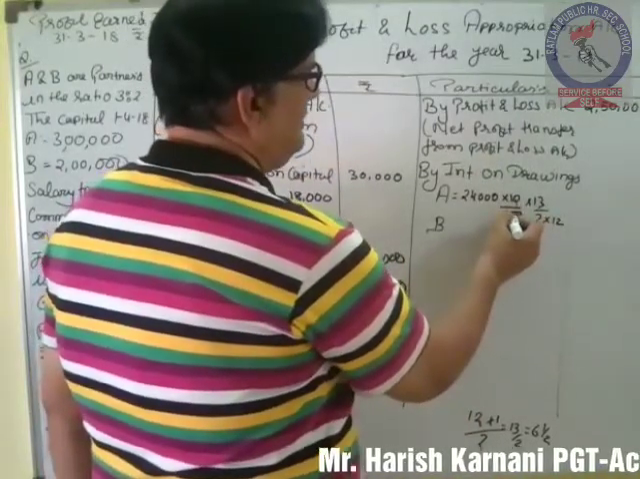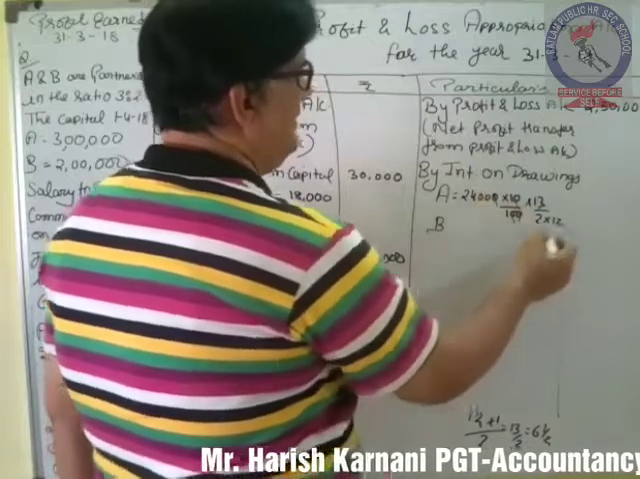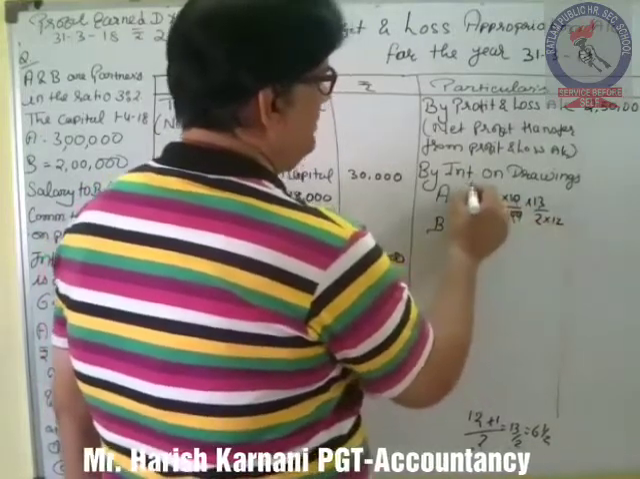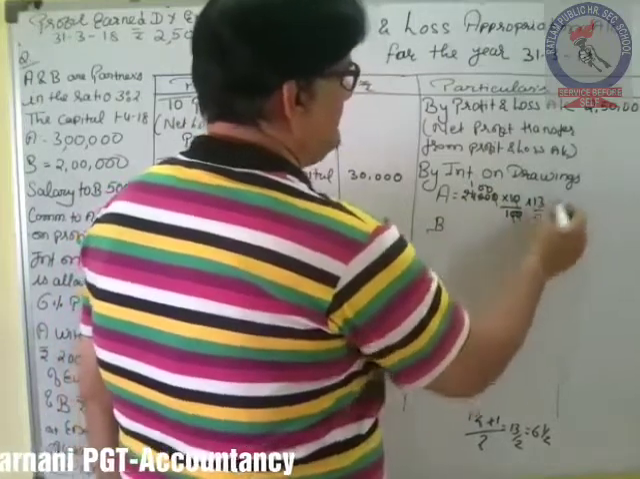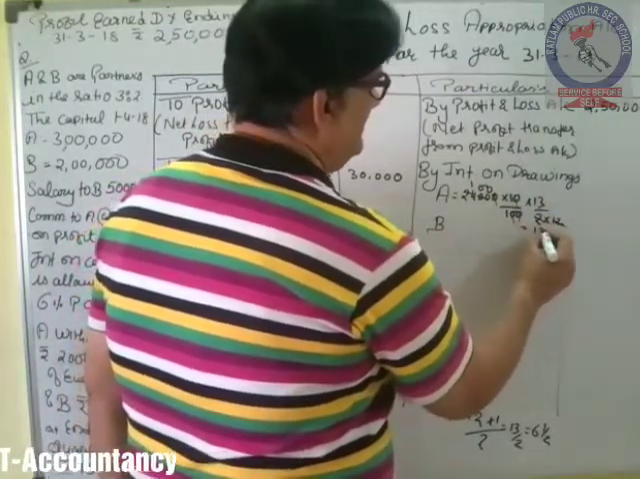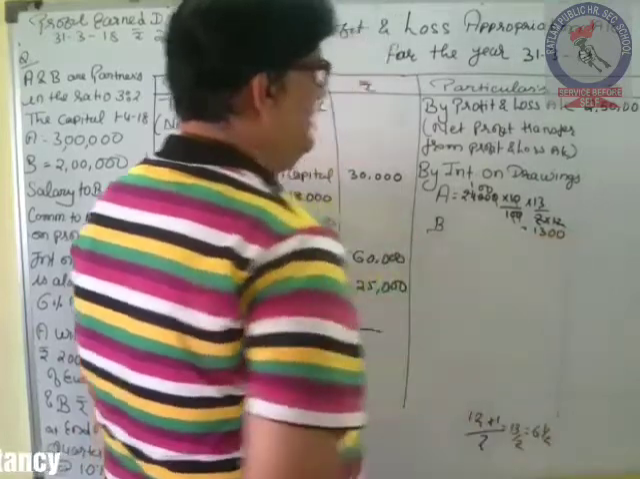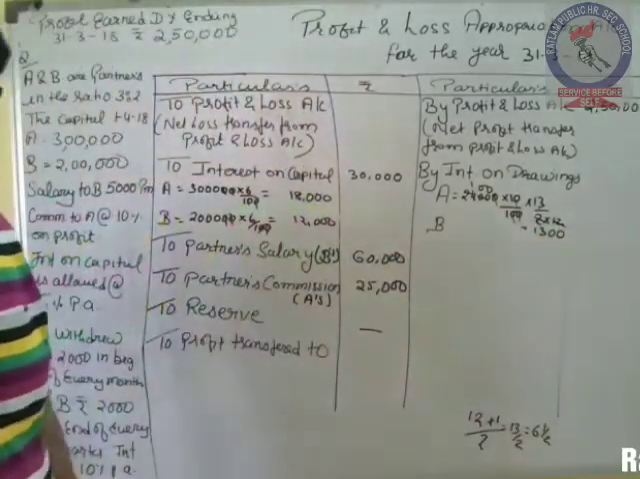So here, 12 to the 24, 1. Okay, so the total becomes 1300. You will charge this interest to A.